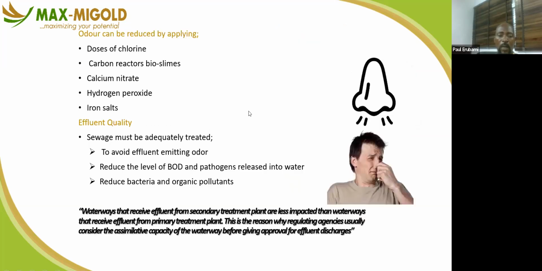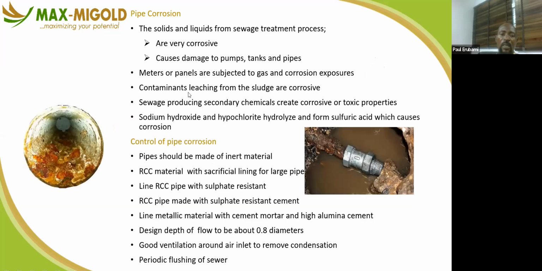These are all what can contribute to odors in your sewage treatment plant, and there's no way you can root them out. How do you reduce odor in your treatment plant? You use a dose of chlorine, you use a carbon reactor, you use calcium nitrite, you use hydrogen peroxide or iron salts.